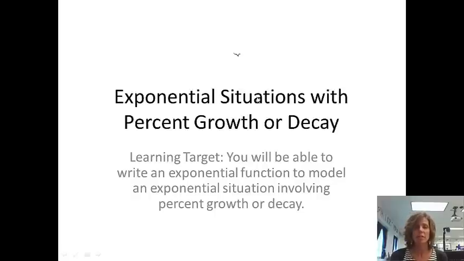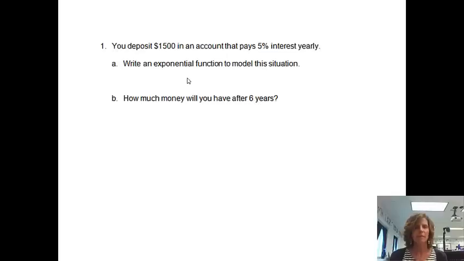At the end of this lesson, you'll be able to write an exponential function to model an exponential situation that involves percent growth or decay. Alright, so let's look at problem number 1. It says you deposit $1,500 in an account that pays 5% interest yearly.